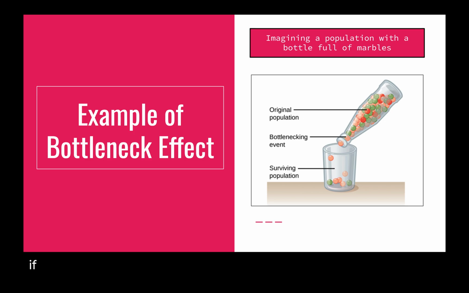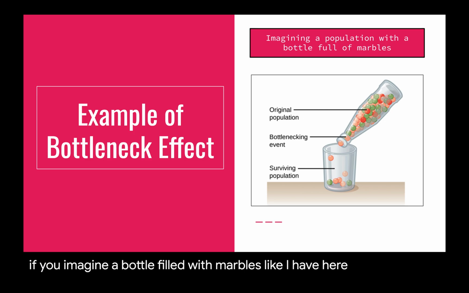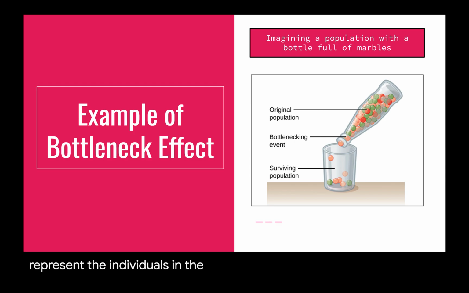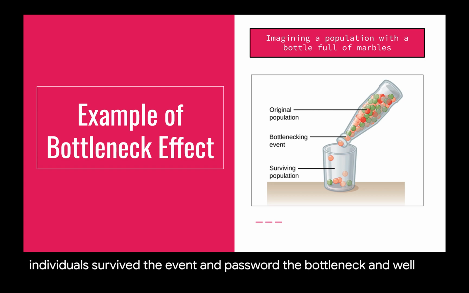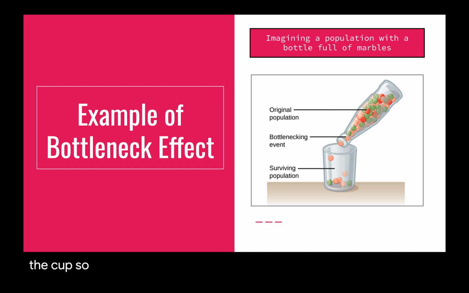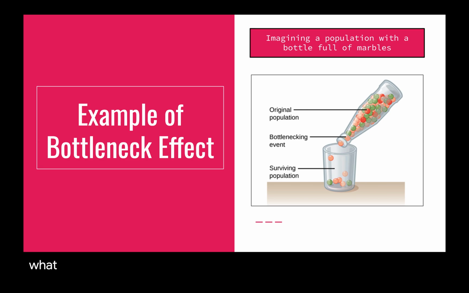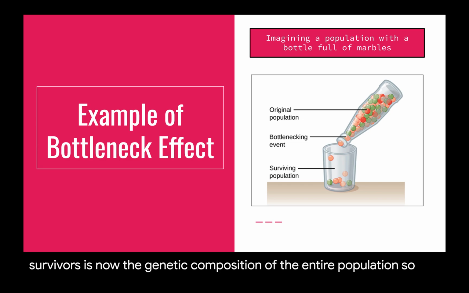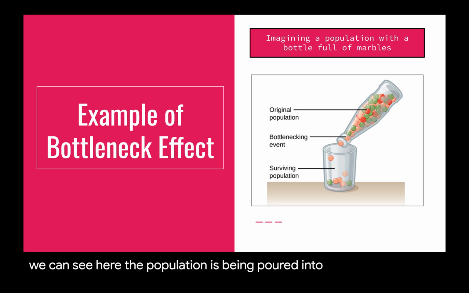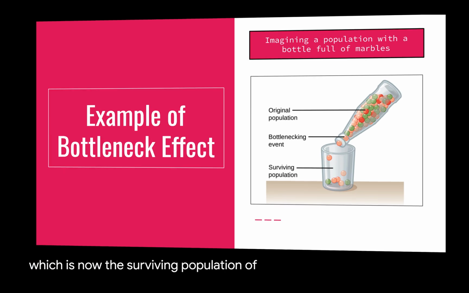Well, if you imagine a bottle filled with marbles, like I have here, the marbles represent the individuals in the population. If a bottleneck event occurs, a small random assortment of individuals survive the event and pass through the bottleneck and into the cup. So, while the vast majority of the population is killed, which is what remains in the bottle, the genetic composition of the random survivors is now the genetic composition of the entire population. As we can see here, the population is being poured into the cup, which is now the surviving population of the original.